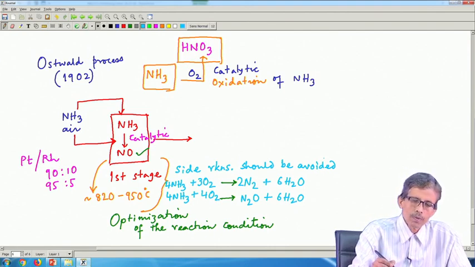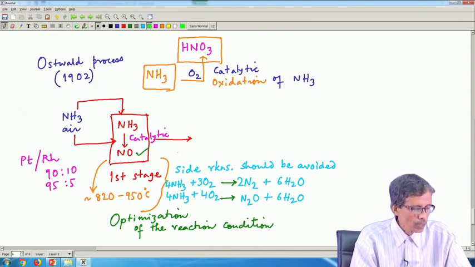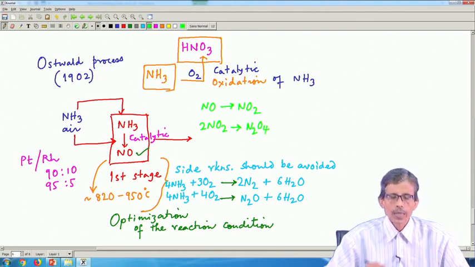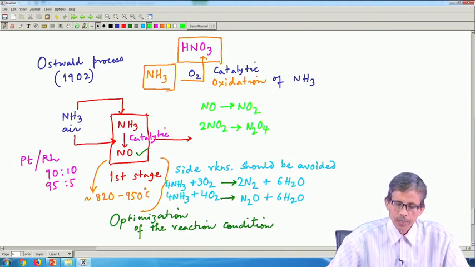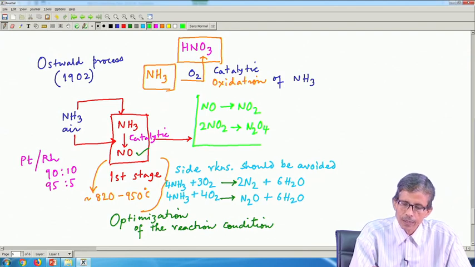So, these things therefore tell us that from stage 1 we can proceed to stage 2, where we can go for oxidation of NO to NO2, or two of these NO2 can dimerize to give you N2O4. We all know that NO2 can dimerize very quickly to give you N2O4. So, this is your second stage of reaction.